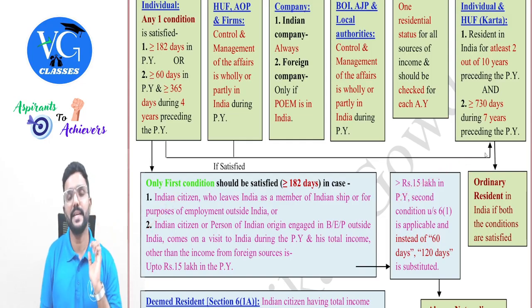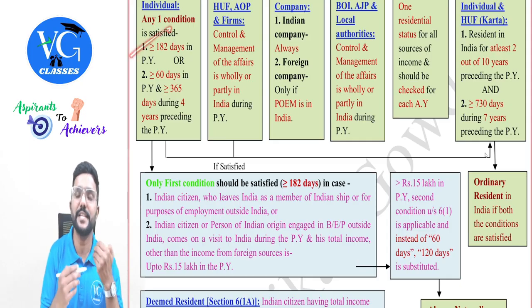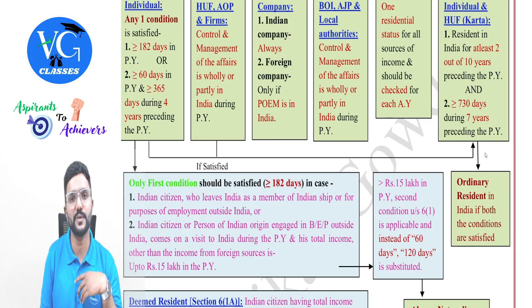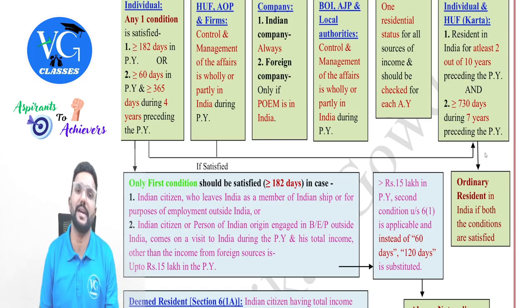But in this given case, Ram will fall under the first condition. He is satisfying the first condition. That means, should we check additional conditions for him? Yes, guys, so please be careful. In this question, even though they have not given the total income other than the income from foreign sources, it will not have an impact on our answer.